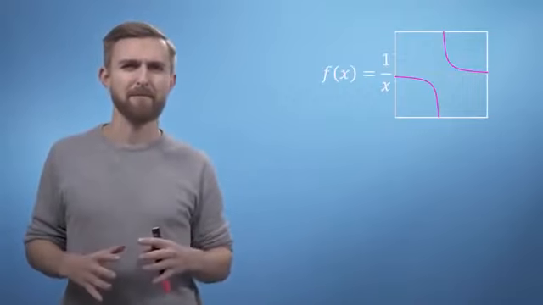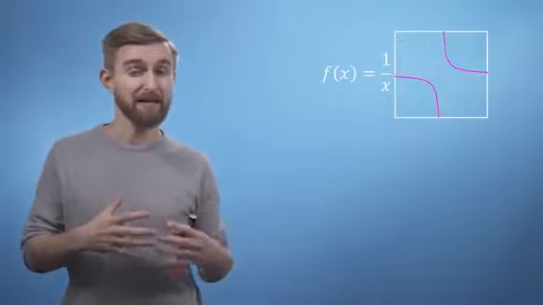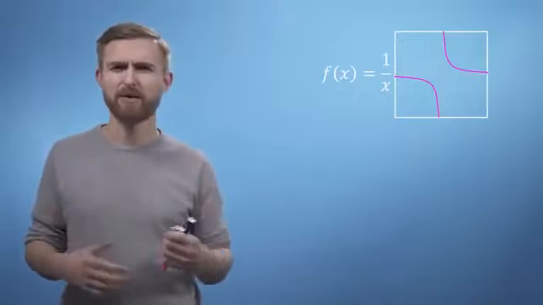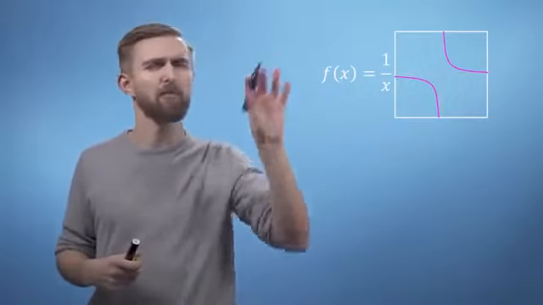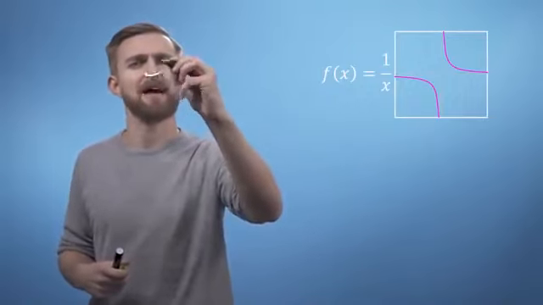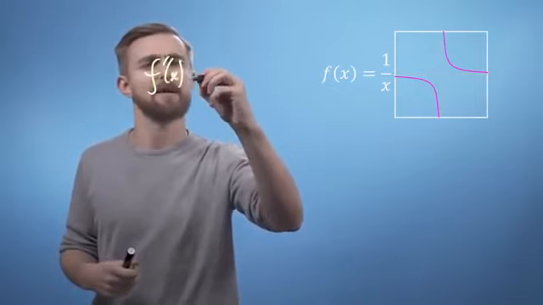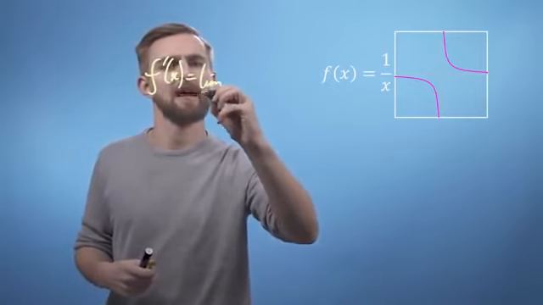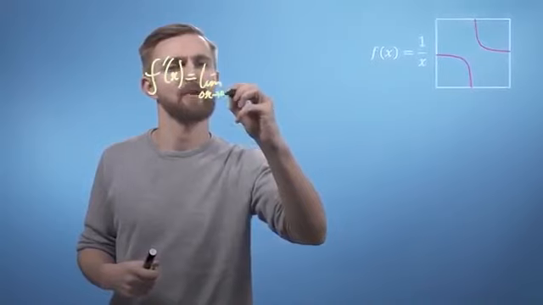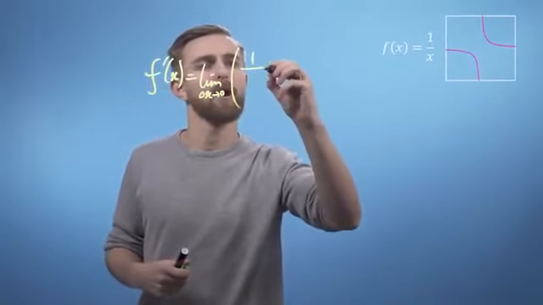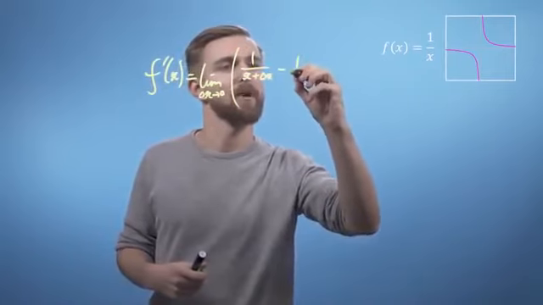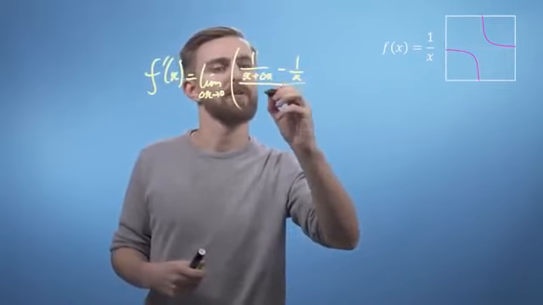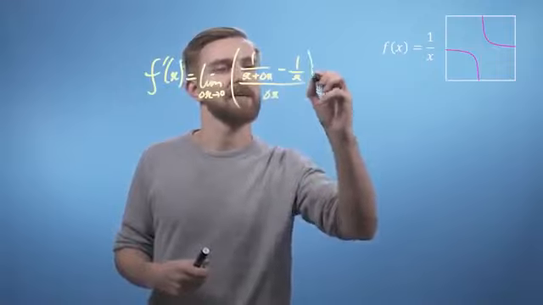But what about the gradient? Well, let's sub our function into the differentiation expression to investigate. So if we take f of x equals 1 over x, we can say that f dash of x must equal the limit as delta x goes to 0 of 1 over (x plus delta x) minus 1 over x, all divided by delta x.